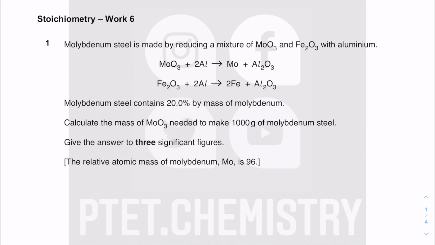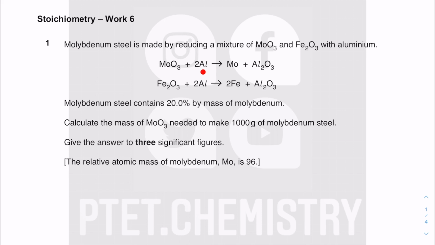So here we have two equations. So this is molybdenum steel. Molybdenum is this chemical, this element, Mo, the symbol. It's somewhere in the middle of the periodic table. If you see chromium, Cr, just below Cr, then you get molybdenum.